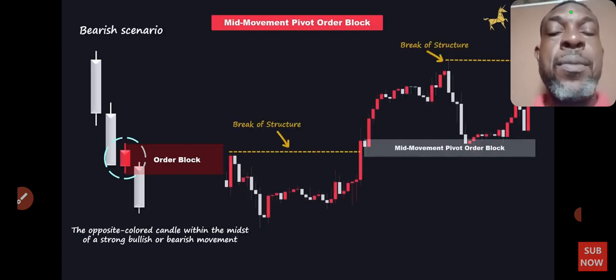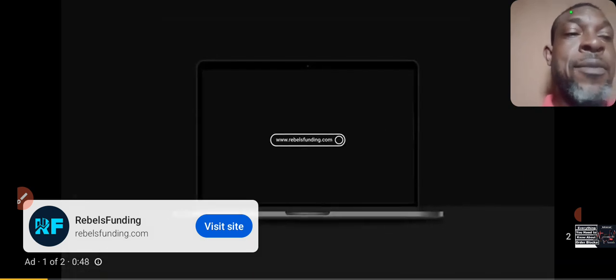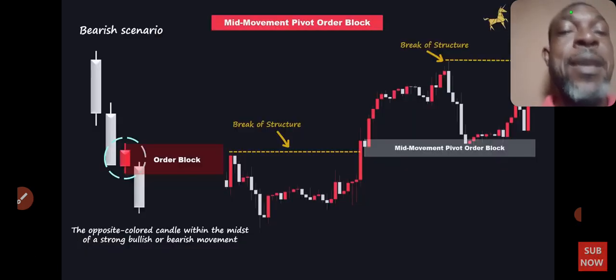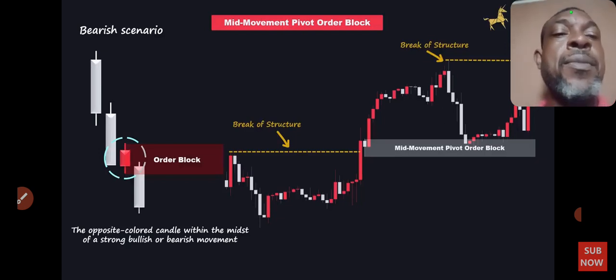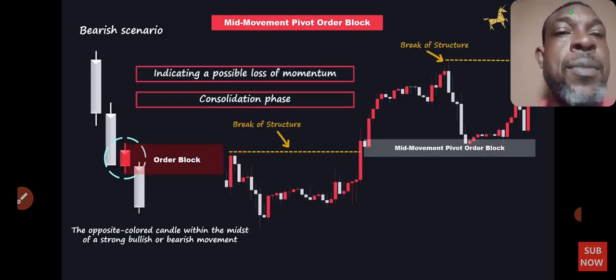The psychology behind that, we consider these zones as potential reversal areas where price has a tendency to reverse and change direction upon reaching them. They serve as important signals, indicating a possible loss of momentum or a consolidation phase in the prevailing trend. Consequently, we monitor these zones in the market as potential reversal zones that require close attention.